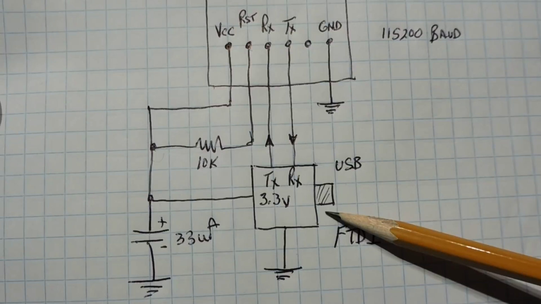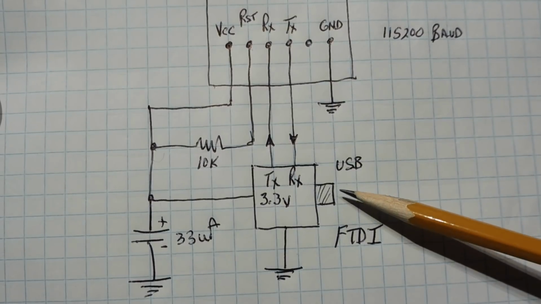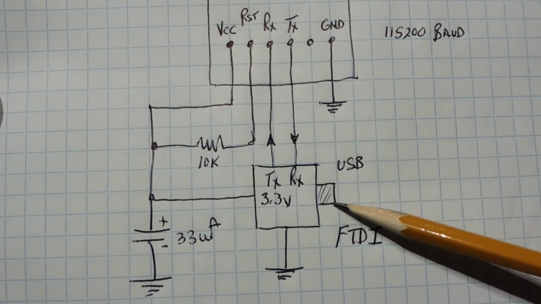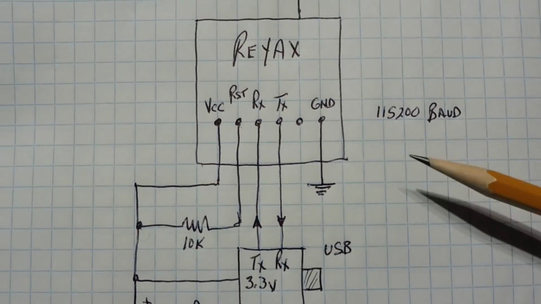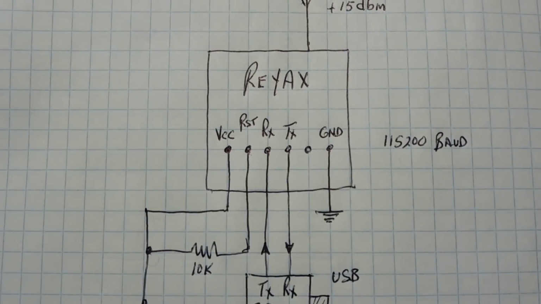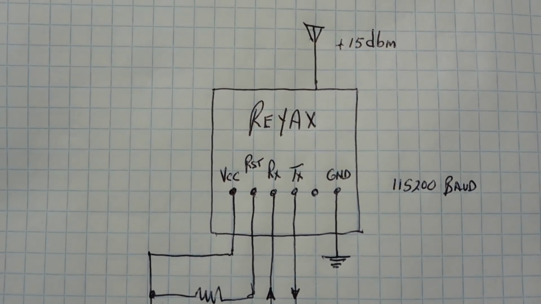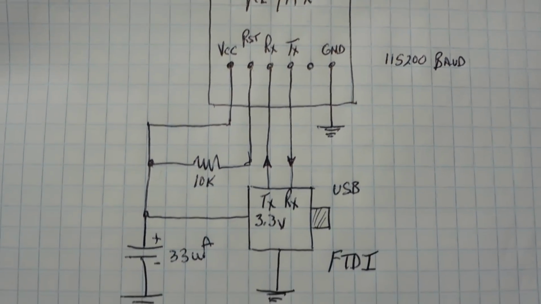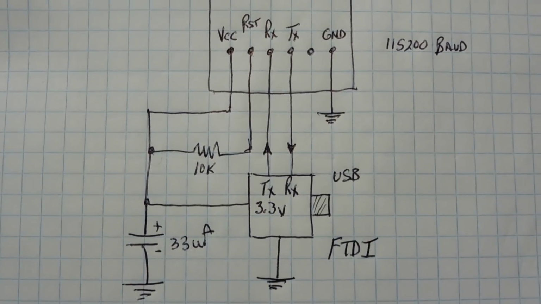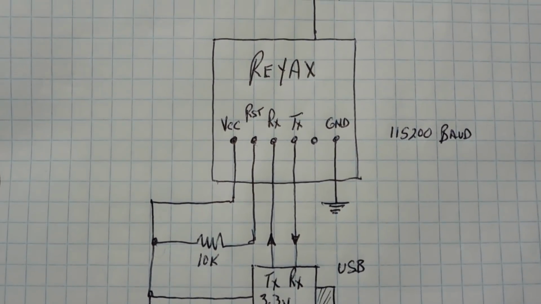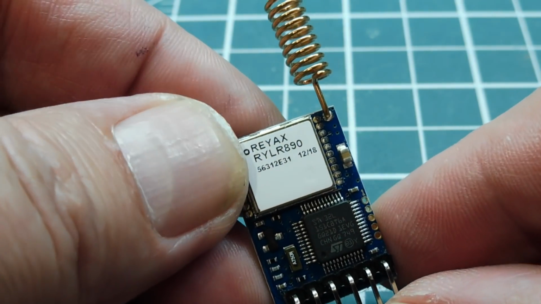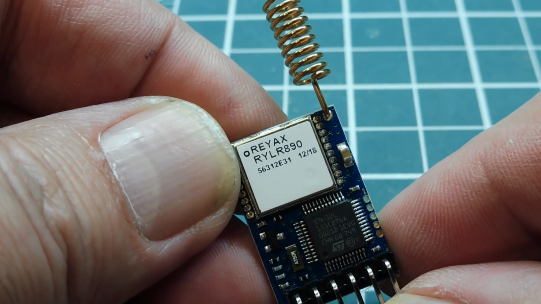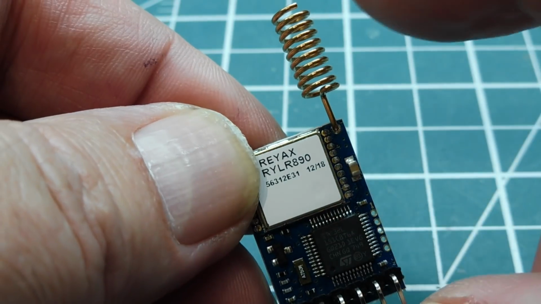And then we plug the FTDI module into the USB port of a computer, and we could run a serial terminal program at 115.2K baud. And then we could gain access to the LoRa module. Now if you build 2 of these circuits, you could actually talk back and forth to one another using a serial terminal program.